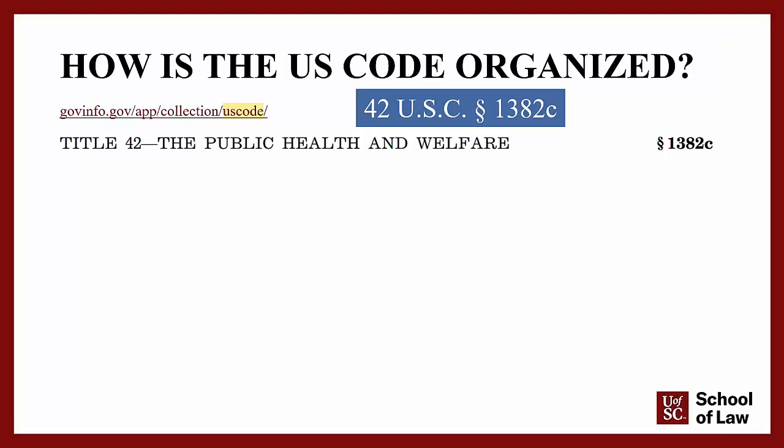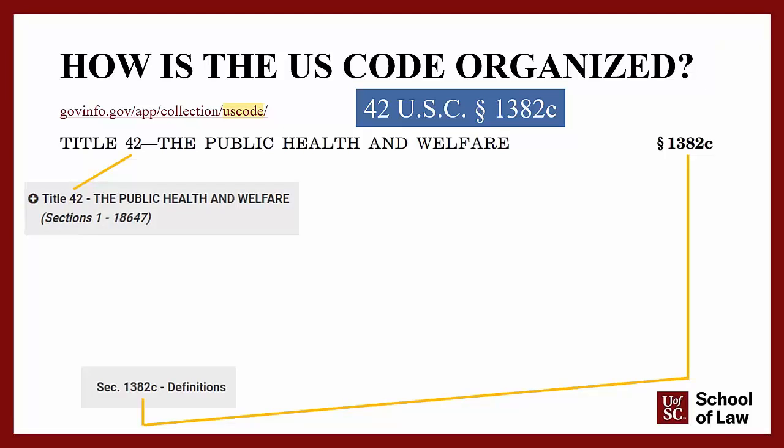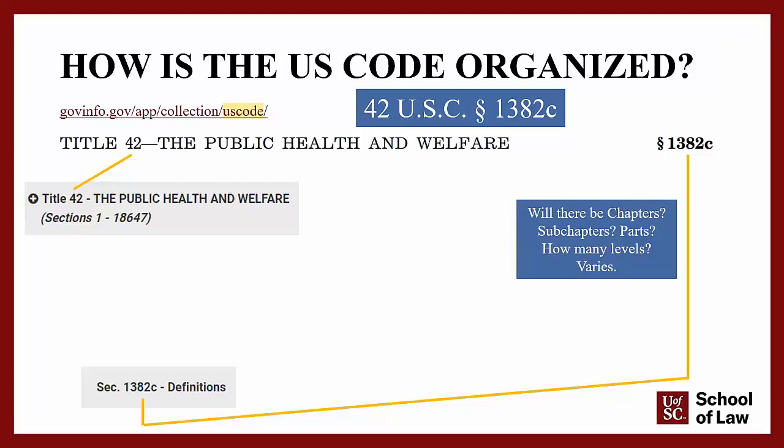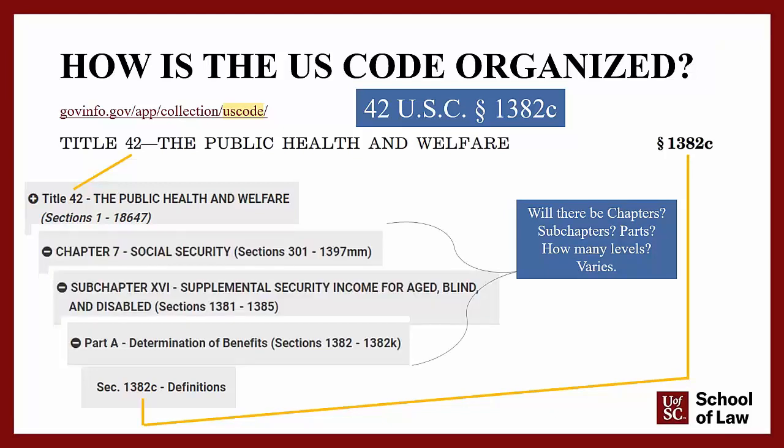And so this is what you would be seeing at the top of the page. Title 42 is the top level. Section 1382C is the bottom level. But will there be chapters? Will there be subchapters? Will there be parts? How many levels are going to be in between the title and the section? That varies depending on how complex that area of law is in the statutes. So notice we've got a chapter, a subchapter, and a part here. It could be done in a variety of ways. So don't be surprised if there's a lot to dig through or a very little bit.